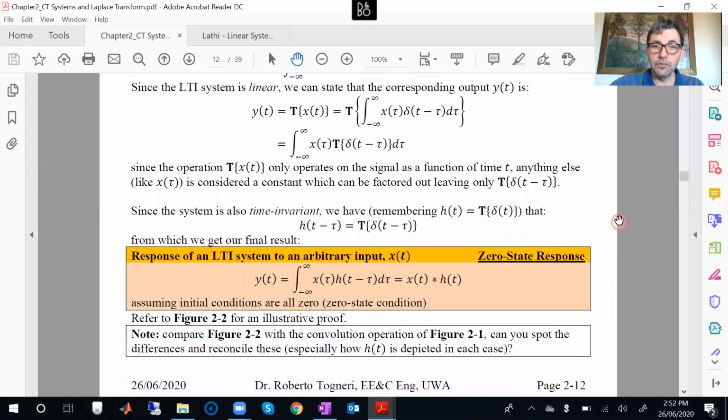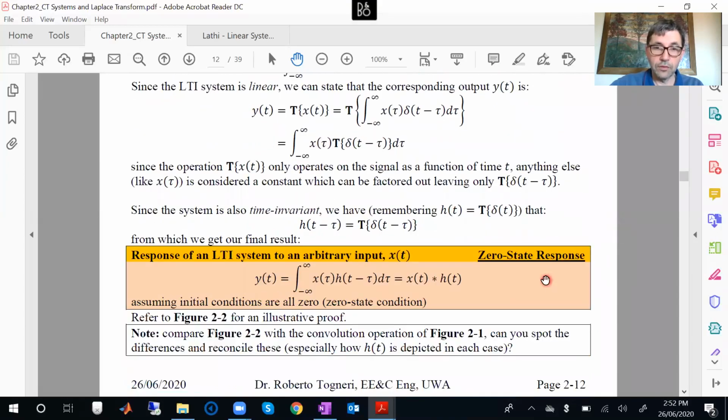And you're left with the most important result you ever find, which is that the zero state response is given by the convolution integral, yes, of the input with the impulse response. If you can evaluate that integral, then you'll get the output, the zero state output.